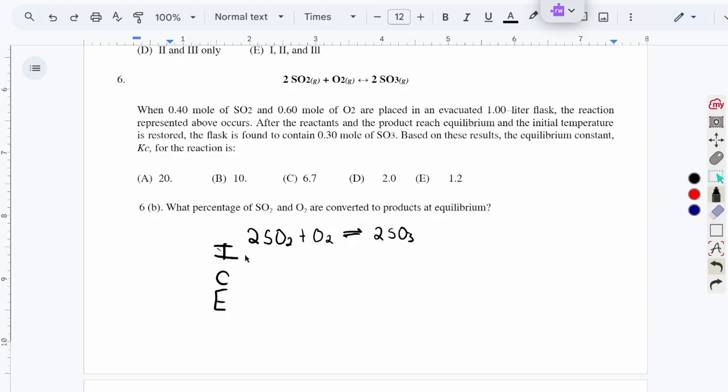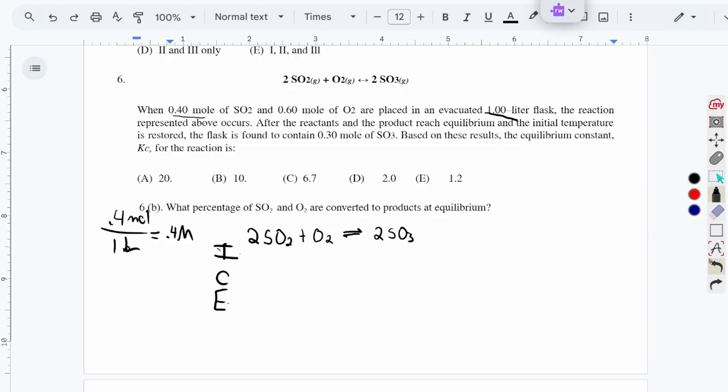Some people were still getting confused on when to put initial, when to put equilibrium. It tells us right here. These are placed into an evacuated flask. That's our initial concentration. And then it says after they reach equilibrium, this much of SO3 is formed. We're a little lucky here, 1 liter. So when we divide our moles by liters, it just converts directly, because 0.4 moles divided by 1 liter gives us 0.4 molarity, right?